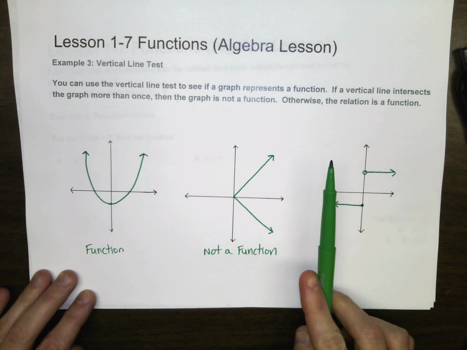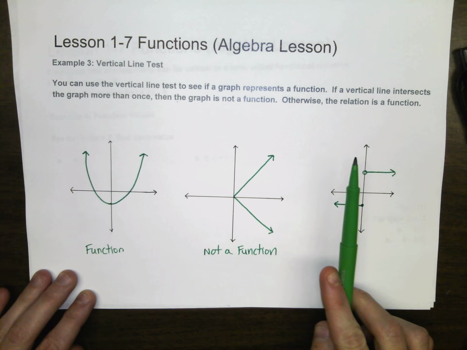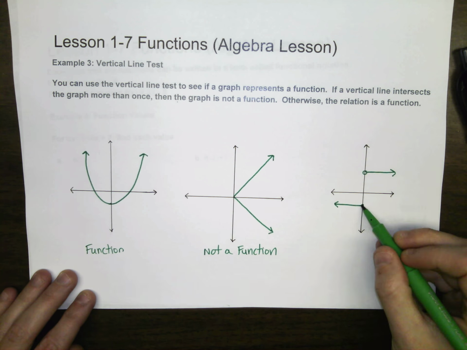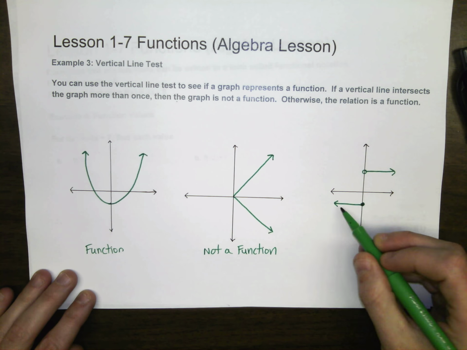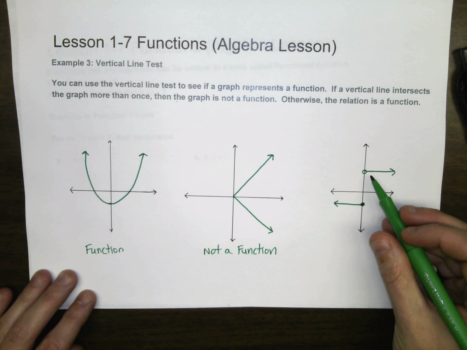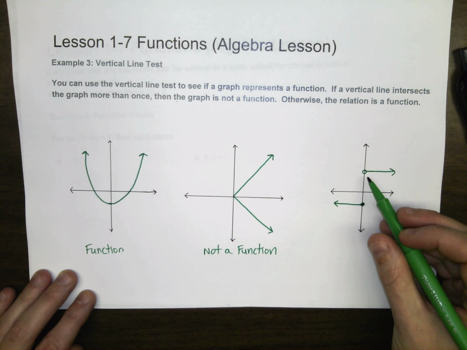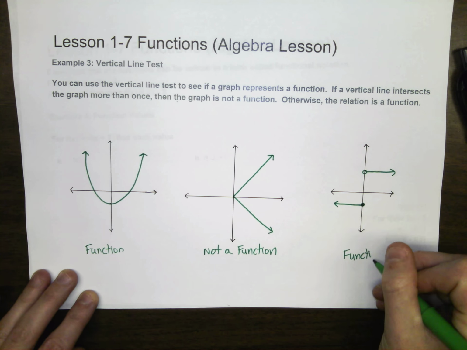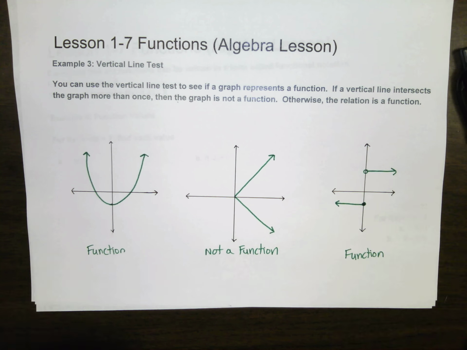And this last one, going through, would be a function, because you can see here that this one's filled in, meaning that the axis is included in this part of the line, but it's an open circle above, so it's not included. If that were filled in, then this would not be a function, but since it's not included, it is a function. So that's a nice test you can do when given a graph to determine if something's a function or not.